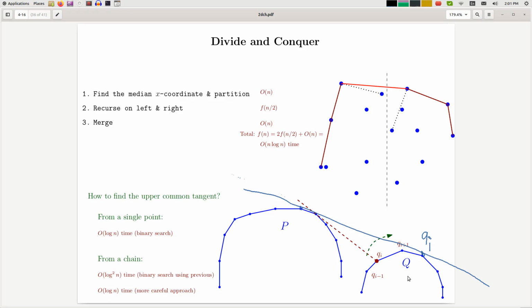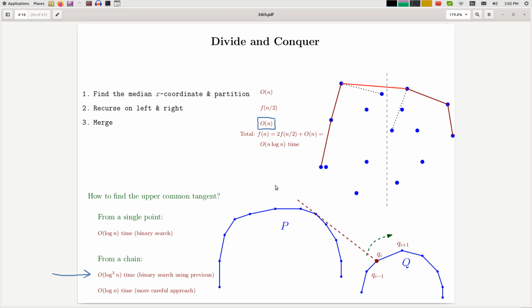So this is a binary search on polygon Q, right? So we start with the middle point of Q, and then we go either left or right. At each step, we need to do another binary search. So we need log n steps of binary search. And since every binary search can take at most log n time, it means that between two polygonal chains of total size n, I can find the common tangent in log squared n time, which is obviously much faster than linear time. I mean, it doesn't make any difference for this particular algorithm, but it's a more intelligent solution.